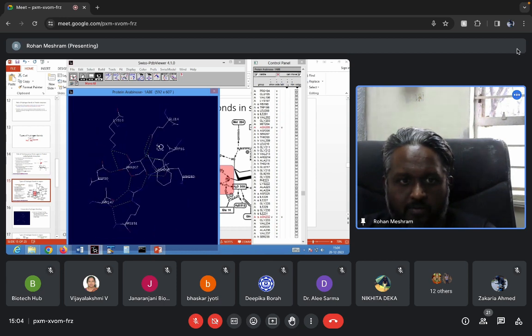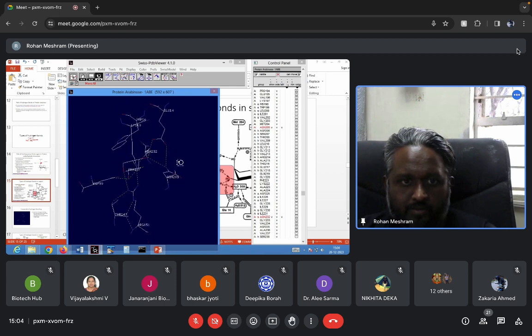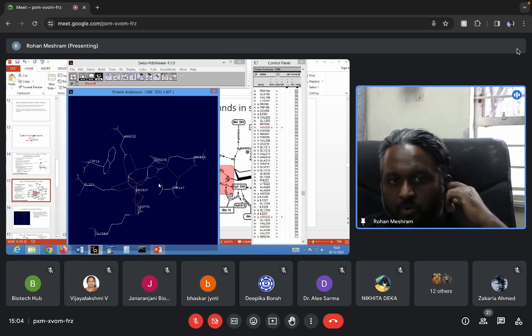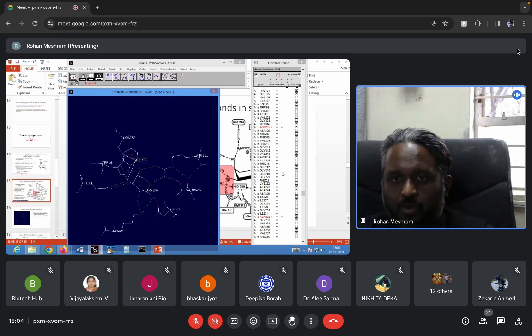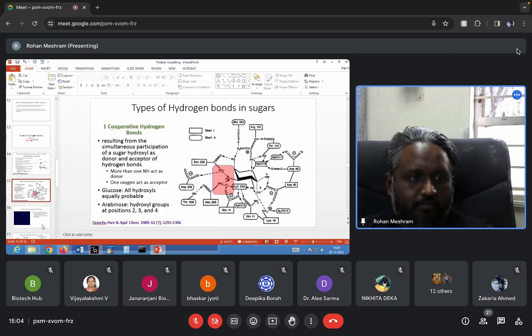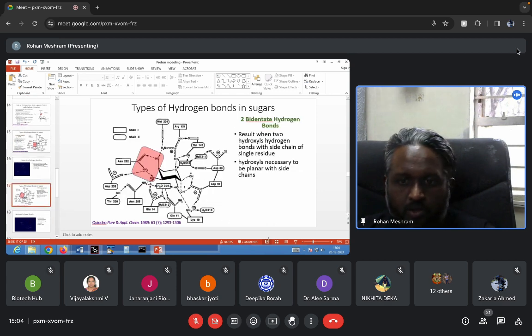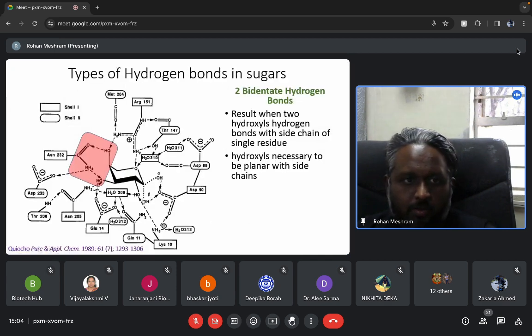Okay. Well, now there is a different type of hydrogen bonding pattern, something called bidentate hydrogen bonding. So what happens in bidentate hydrogen bonding? Two of the sugar hydroxyls will hydrogen bond with the same amino acid residue side chain. Right? That happens in the case of ASN 232.